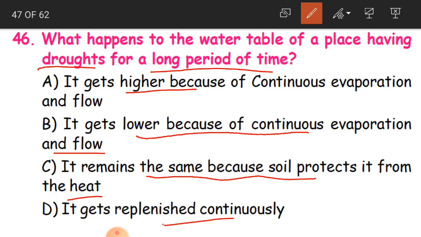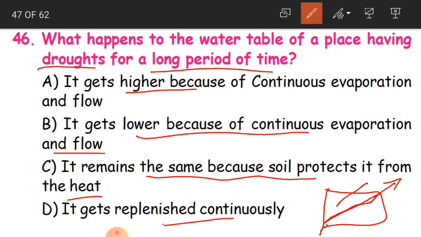Replenished is filled up. Water table, suppose this is the table, and if you want to show it in a graph, then if rains are there, it is going to increase. This line is going to increase. But when there are no rains and there are droughts, what happens?